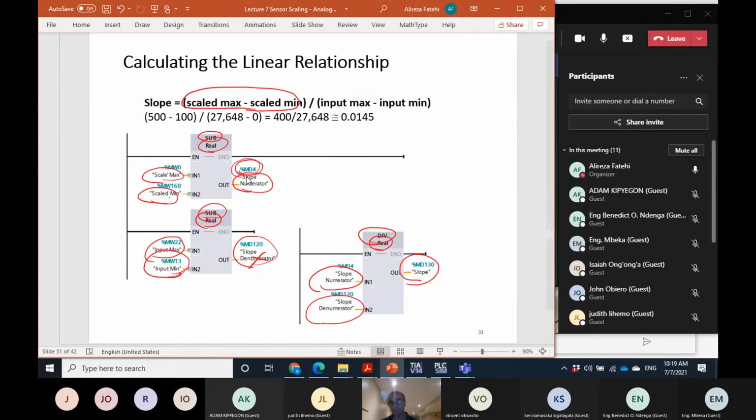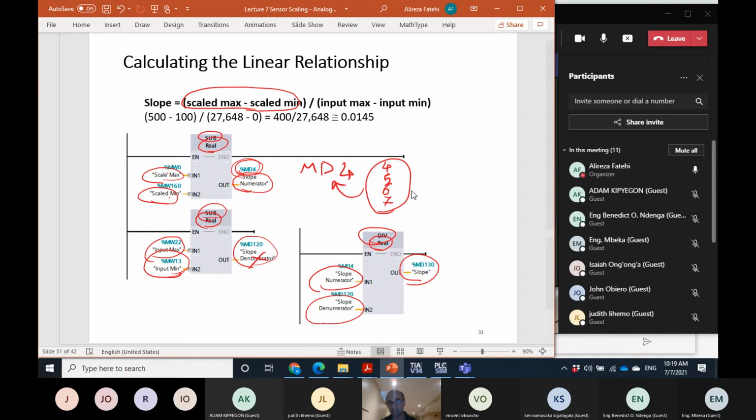But I select that to be real, and if it is real, it should be a double word, because real needs 4 bytes. So it should be a double word. And then I have MD4. Please notice, it means that memory bytes 4, 5, 6, 7, all of them are used by this MD4.